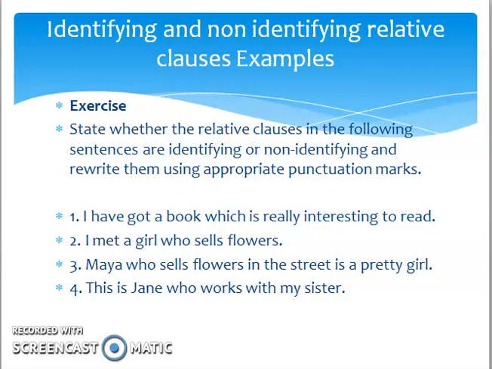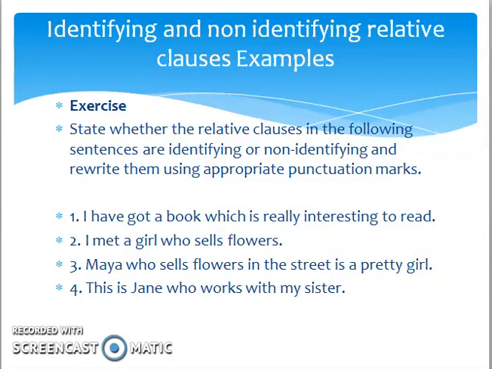We have the case of number 3. It says, Maya, who sells flowers on the street, is a pretty girl. Think about it for some seconds and then let me know. All right? Okay, I say that this one can be non-identifying. What is the phrase that we can omit? It is who sells flowers on the street. We can say Maya is a pretty girl.